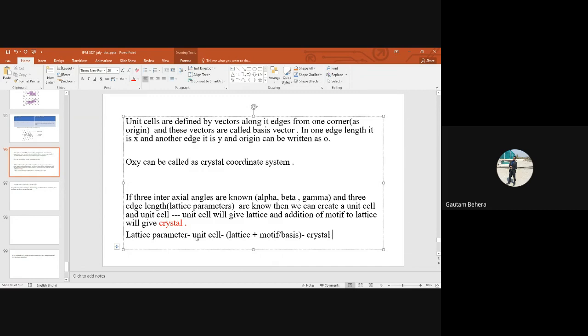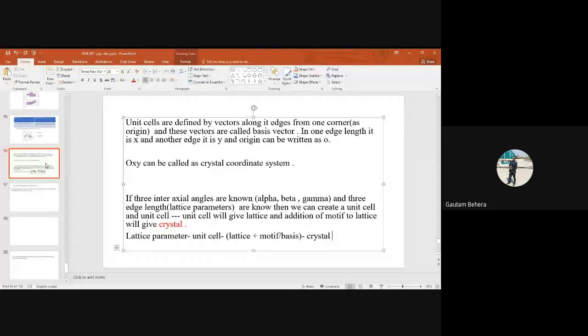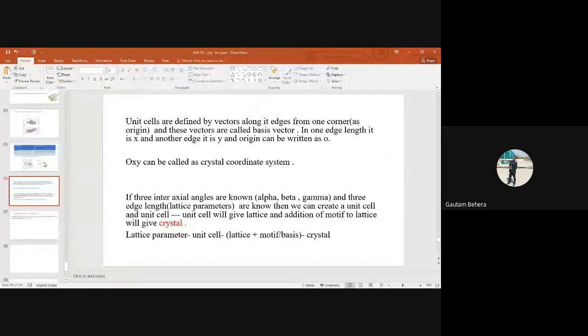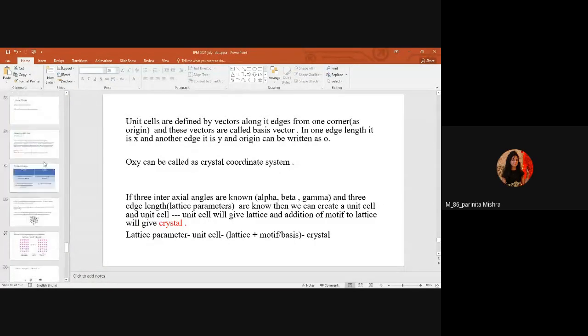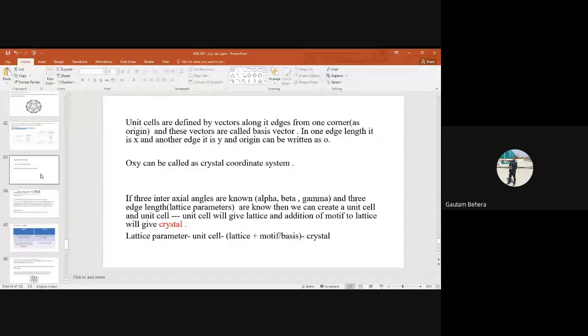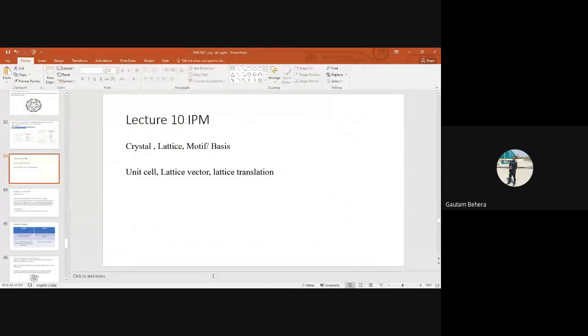It can be a cubic crystal, it can be tetragonal, orthorhombic, or triclinic. We'll see that in the coming lecture. We can have different kinds of unit cells, and some are primitive, some are non-primitive. Fine. I think up to this it is clear, right? Okay, fine. So I'll stop here for today. If you have any doubt, you can ask me. No problem.